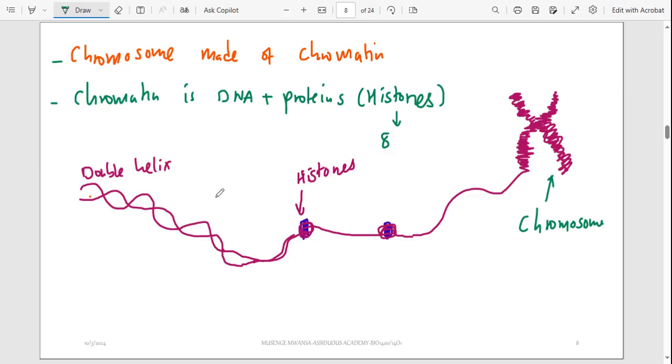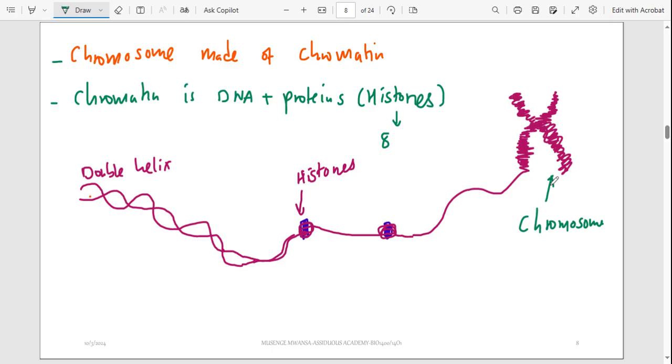You are having a double helix coiling around histones, and that is going to give you chromatin. Okay, and then you continue to coil again like that. The DNA will continue to condense and condense and condense, and then you form a chromosome. Okay, hope that makes sense.